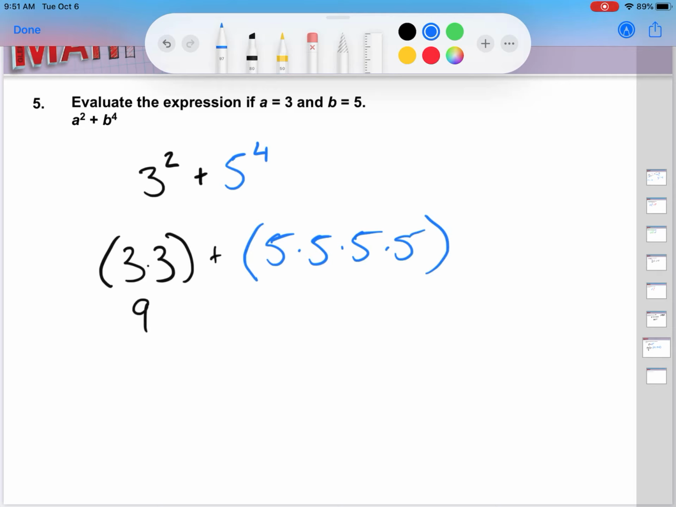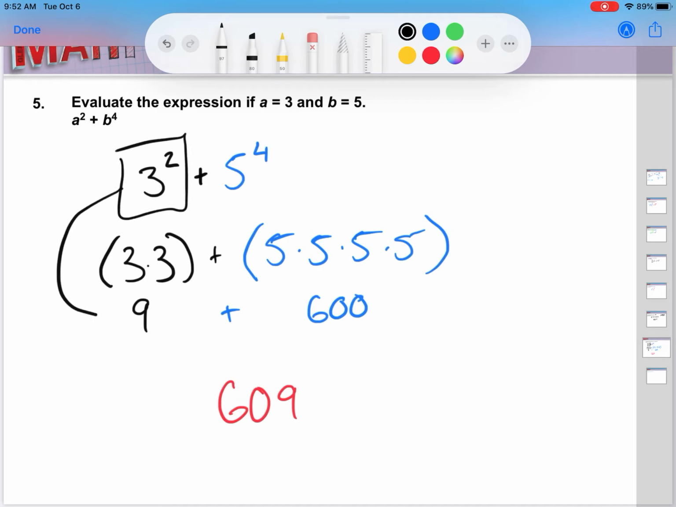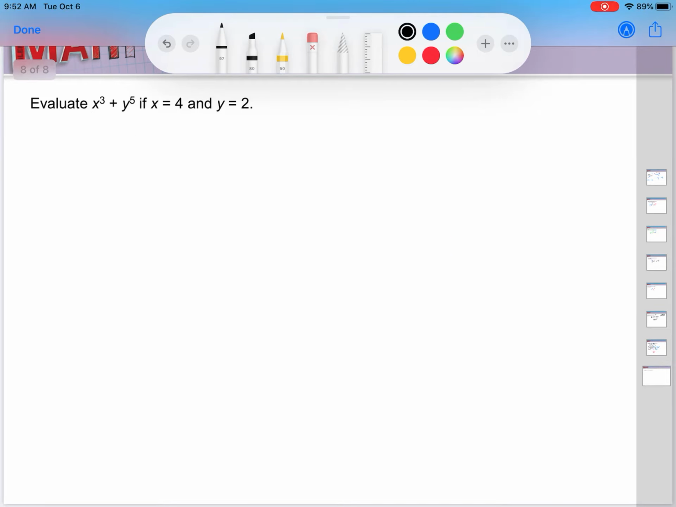And work it out this way, and I would get 9 plus 600, I think. And I would get 609. Now what I would do if I were you, I would say 3 squared in my calculator. So I would plug this into my calculator, and I would write 9. Then I would carry down my plus. Then I would plug 5 to the 4th in my calculator and write 600, and then just add those and kind of skip the expanding step because I think it's easier to use the calculator and we're going to make less mistakes that way.